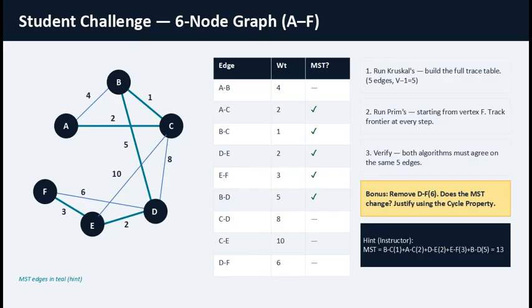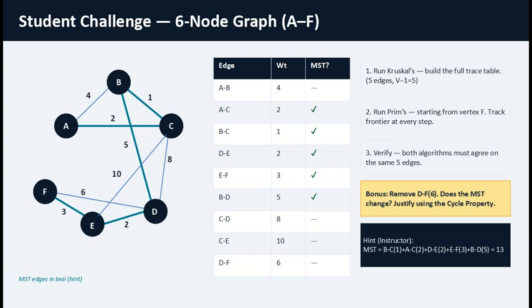Time to test your understanding with a challenge. You're given a fully connected 6-node graph with 9 edges. Your first task is to run Kruskal's algorithm and build a complete trace table. Remember, you'll need exactly 5 edges for 6 vertices. Then run Prim's starting from vertex F, tracking the frontier at every step. Finally, verify that both algorithms agree on the same 5 edges.